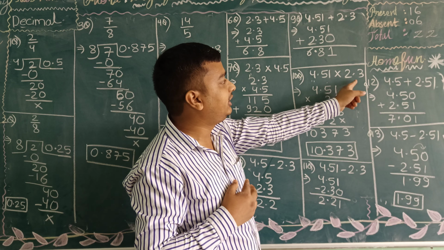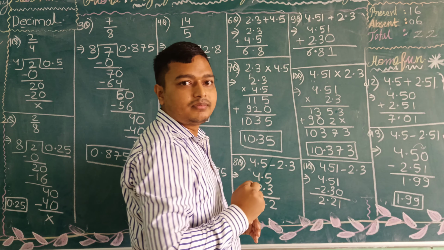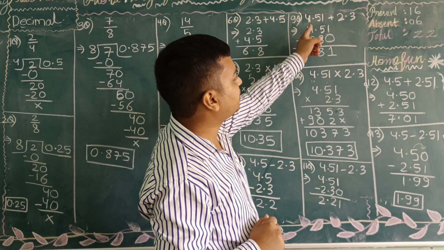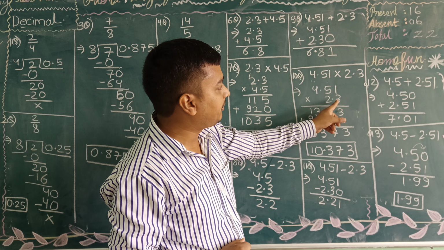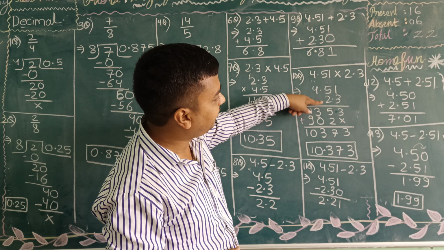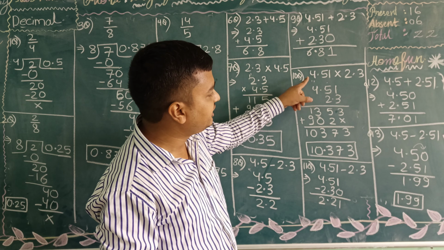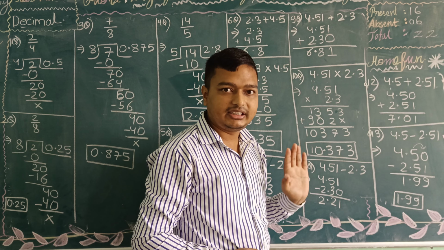Next, 4.51 into 2.3. In this condition, it is not required near decimal to decimal. Decimal to decimal, that rule I should follow only in case of addition. Now, how I do 4.51, 2.3? I will simply multiply. How I multiply? 3 1 are 3, 5 3 are 15, 5 1, 4 3 are 12, 13, 5 2 1 are 2, 5 2 is 10, 0 1, 4 2 is 8, 9. Now, I got 10,373 answer.